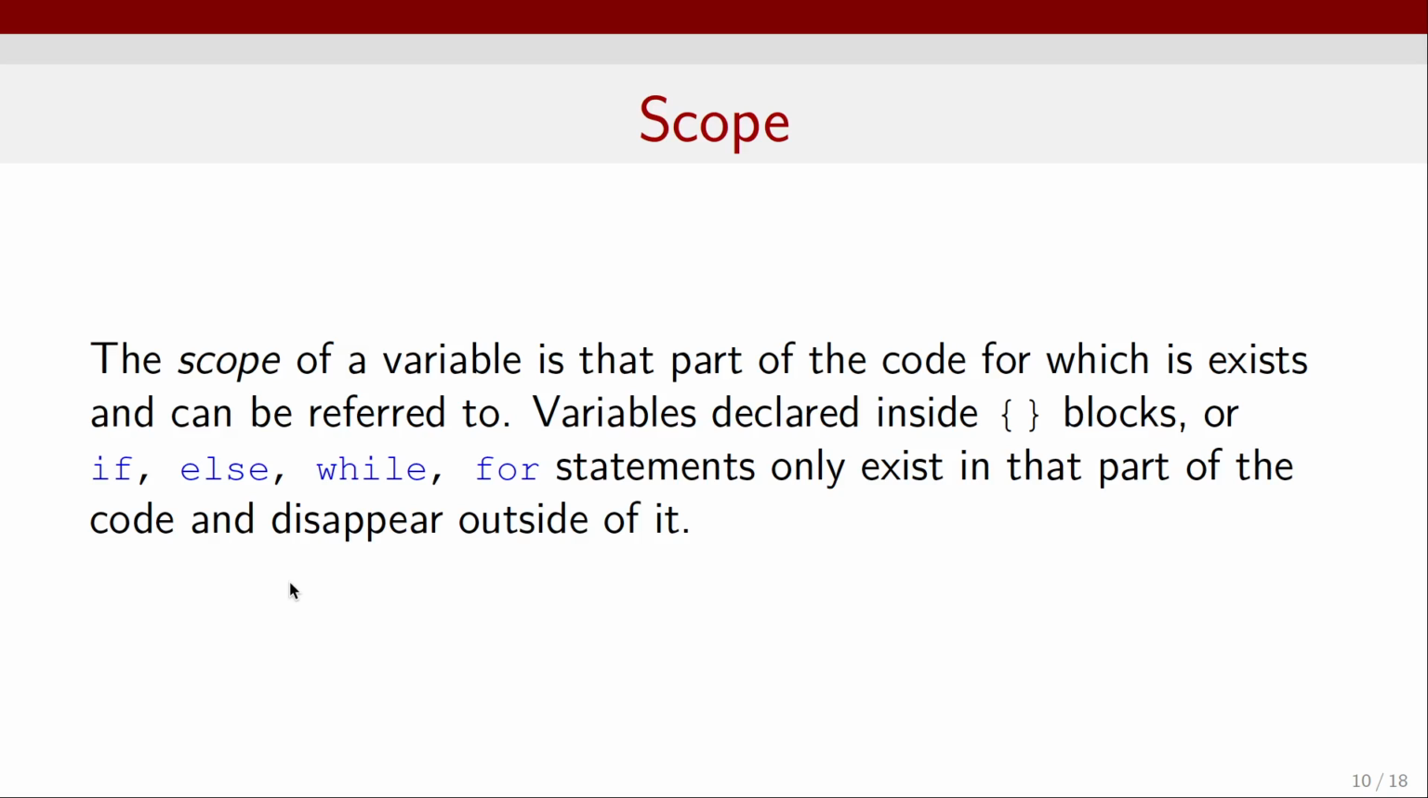The scope of a variable is that part of the code for which it exists and can be referred to. Variables declared inside braces or blocks, or if, else, while, for statements, and so on, or certain functions, only exist in that part of the code and disappear outside of it. They're not defined outside of these braces.